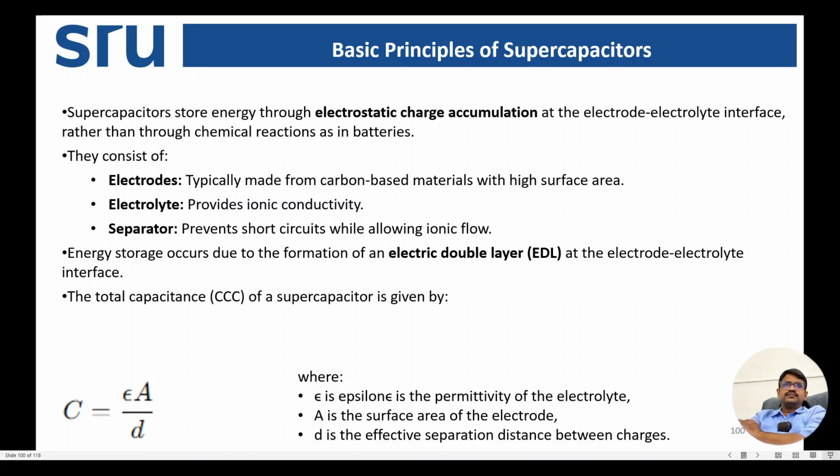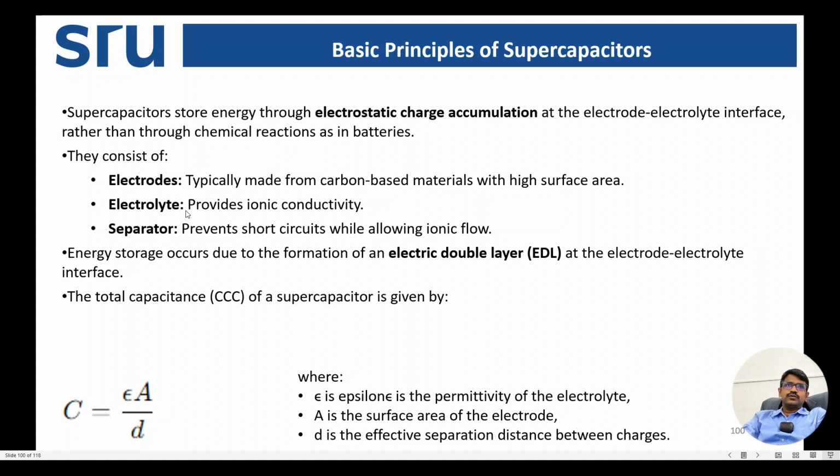Okay, electrode, electrolyte, separator. The electrode is typically made from carbon based materials with high surface area. From our previous lectures, we have seen that nanomaterials have high surface area. Why do they have high surface area? Because they are at nanoscale, so the average particle size is very small. That's why they can offer more surface area.